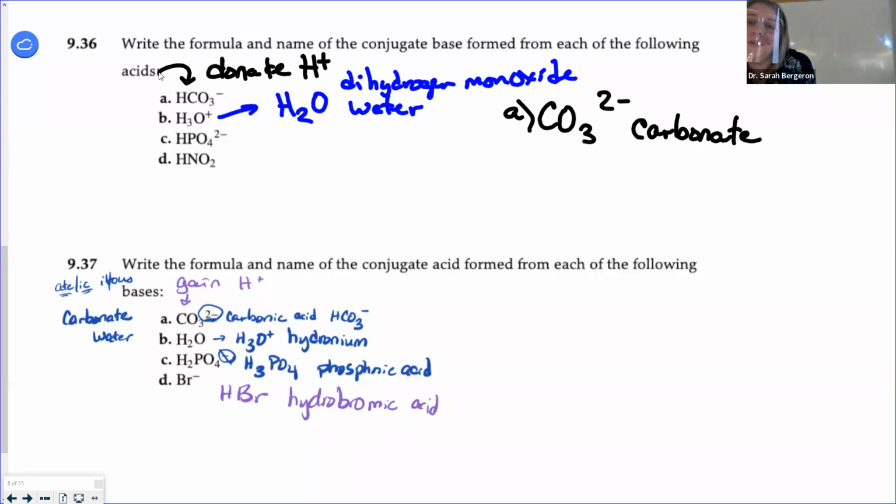Okay, HPO4 2 minus. We're going to donate a hydrogen. We're going to get rid of a hydrogen ion. What do we get? PO4. Now I'm going to get rid of one, so I'm going to become more negative. So I should be 3 minus. So what is my name? Phosphate.